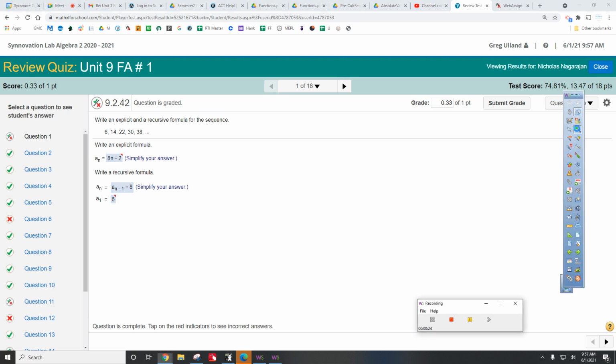When you're figuring out the explicit formula, you correctly identified that the slope was 8. But to find the y-intercept, you need to find the value that makes it 0.